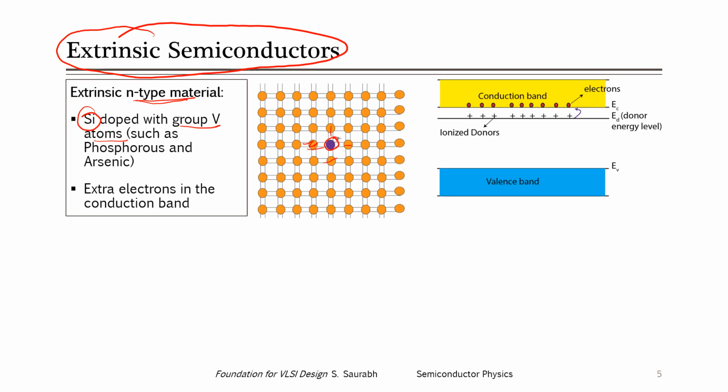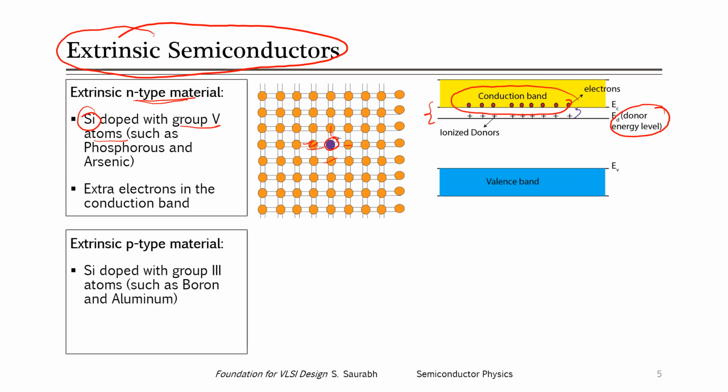So we can also look into the band diagram view of the extrinsic semiconductor. In an extrinsic semiconductor, by doping, we create a donor energy level, and this donor energy level is so close to the conduction band that even at room temperature the electrons jump from the donor energy level to the conduction band, and we have lots of free electrons in the conduction band, which is responsible for the current flow.